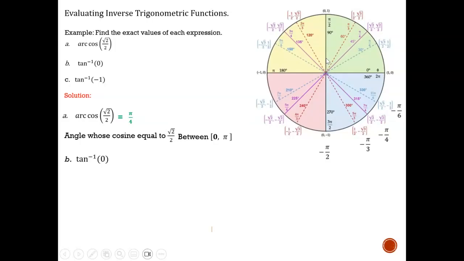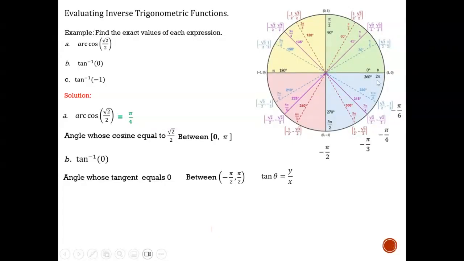Okay, now the arctangent of 0. Here, guys, is where a lot of students get confused, because a tangent is not visible on the circle, right? It's only the sine and cosine. But how do we get tangent? The tangent is going to be between negative pi over 2 and pi over 2, right? Because that's my range. The tangent is equal to y over x.